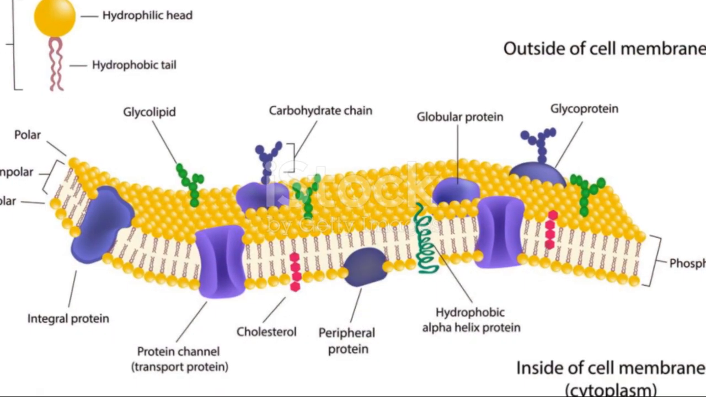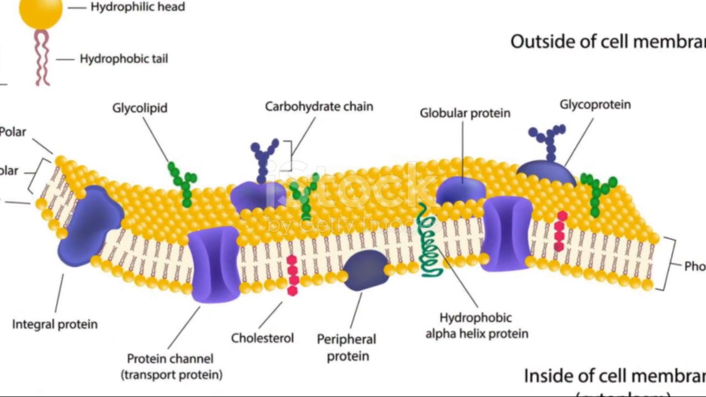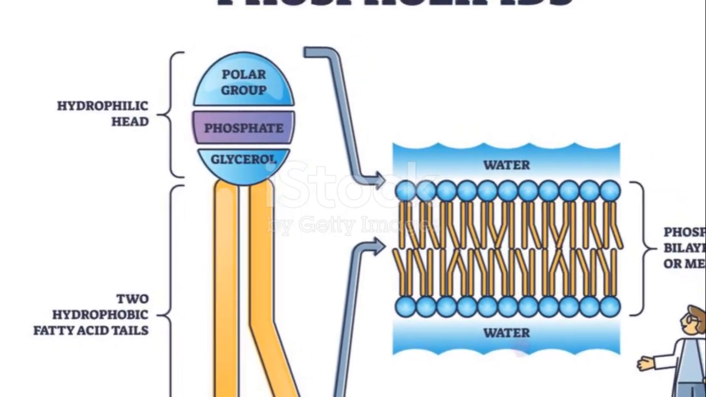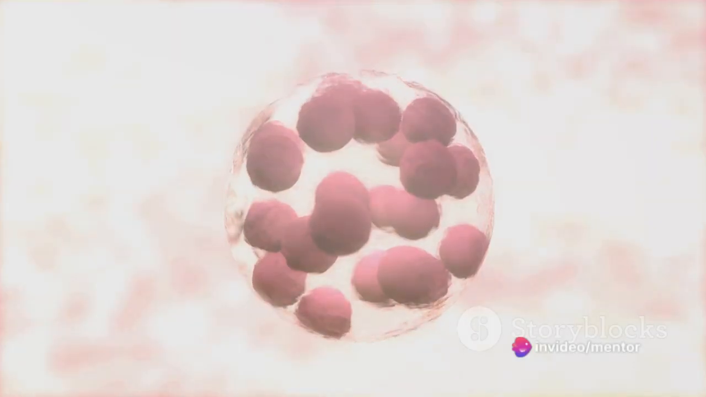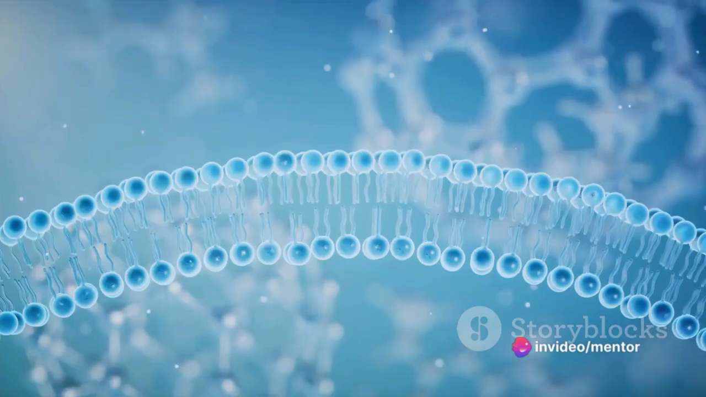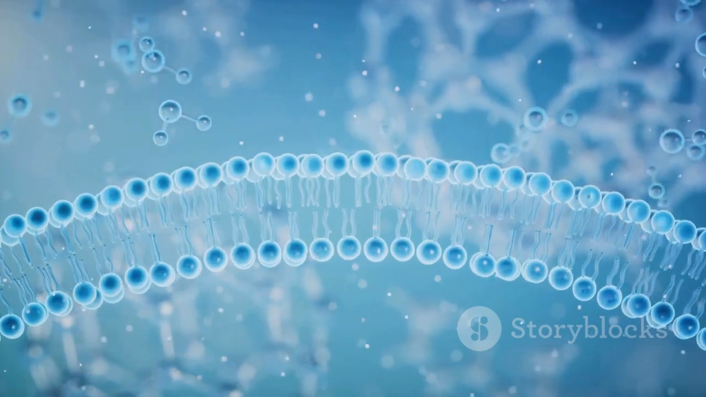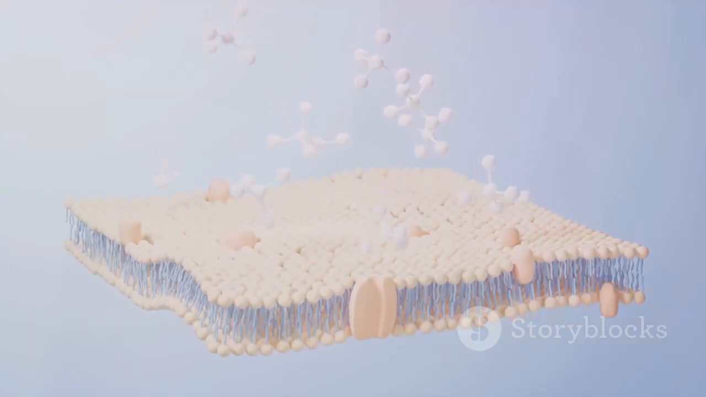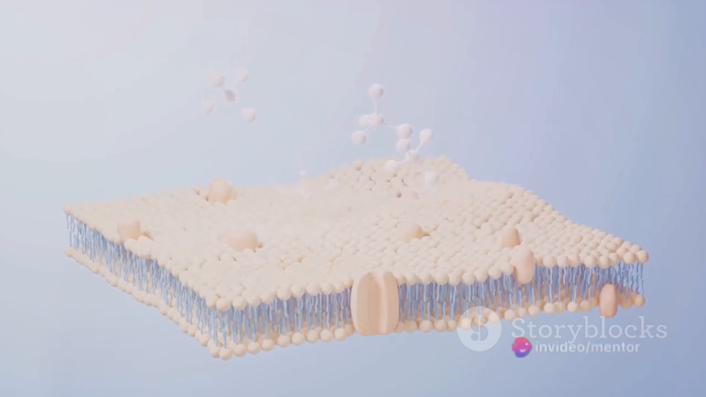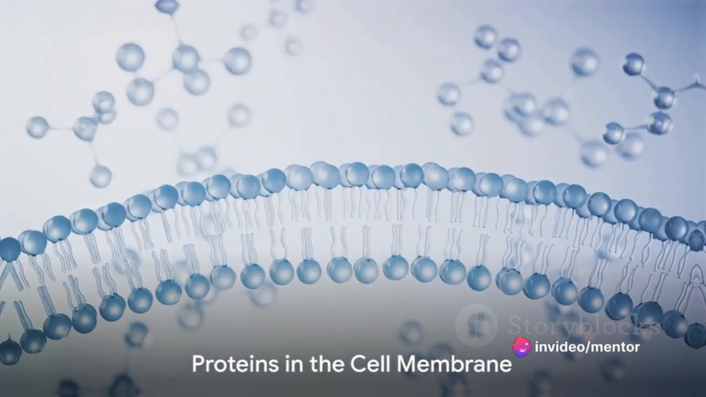It's made up of a phospholipid bilayer, which is the basic structural unit. Each phospholipid molecule has a hydrophilic or water-attracting head and two hydrophobic or water-repelling tails. These phospholipids arrange themselves in a double layer, with the hydrophilic heads facing outwards towards the watery environments and the hydrophobic tails oriented inwards. But that's not all.